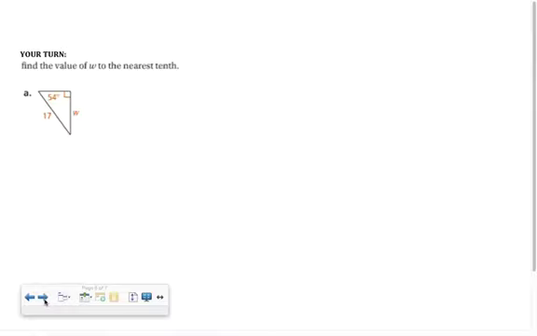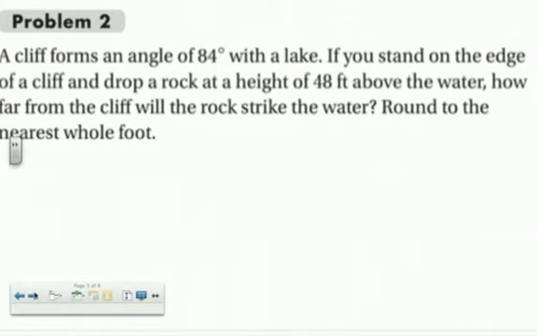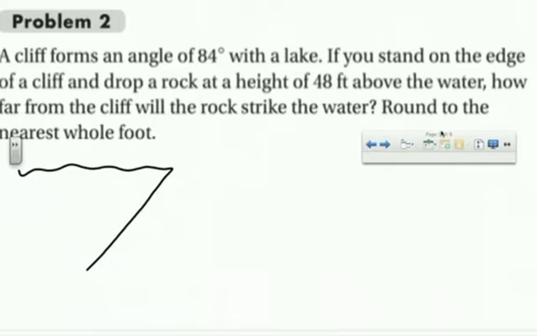Pause your video to work through the your turn below. So I have a cliff forming an angle of 84 degrees with a lake. So you kind of got to visualize what's happening here. I have this cliff, and it's overhanging over my lake. And it's making an angle of 84 degrees. So there's my 84-degree angle.